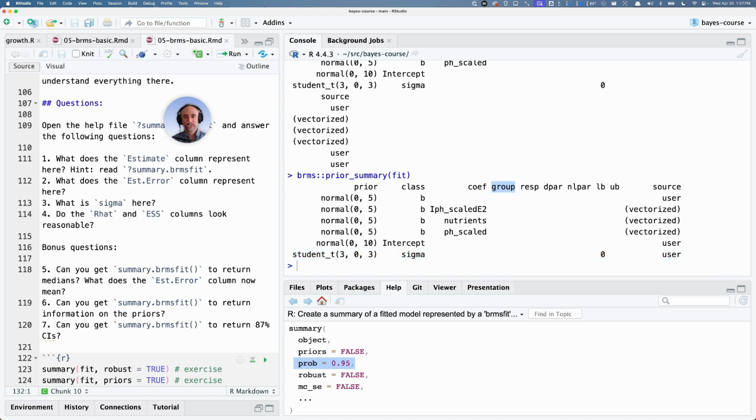Group would be used here if we had, say, groups in random effects. I can't off the top of my head remember what resp is. I assume response. This is a dispersion parameter, nonlinear parameter, lower bound, upper bound. So these ones are not bounded, but there is a lower bound of 0 on the sigma parameter because that's a standard deviation. And we can see here that the source is the user as opposed to a default prior.